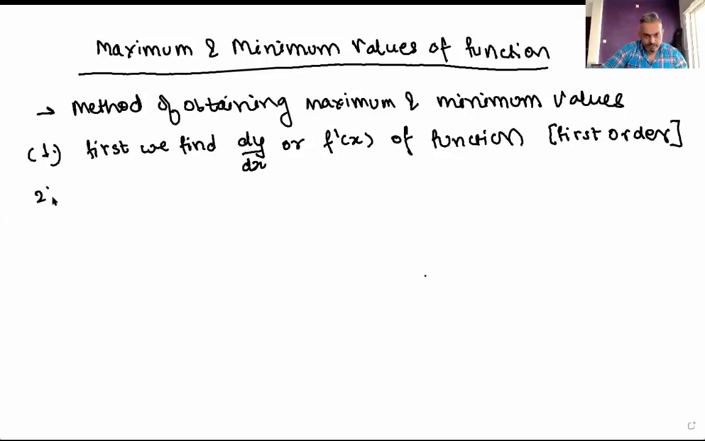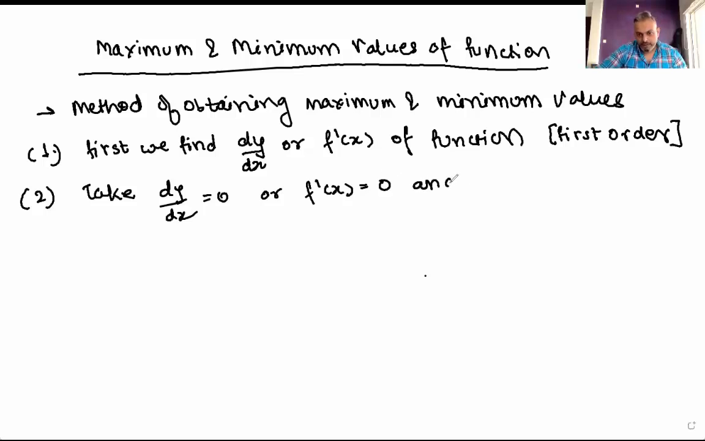Now second step, we take derivative of y with respect to x, which is equal to 0, or f dash x is equal to 0, and obtain the values of x. So we have one equation, we find the first order derivative, then we take that first order derivative equation as 0, and then we find the values of x.